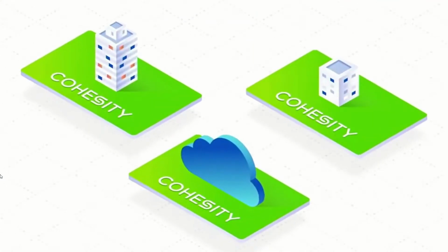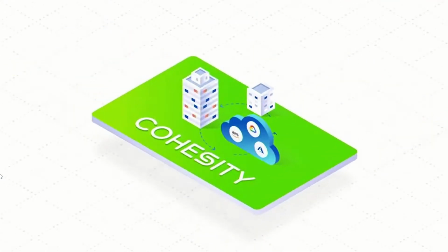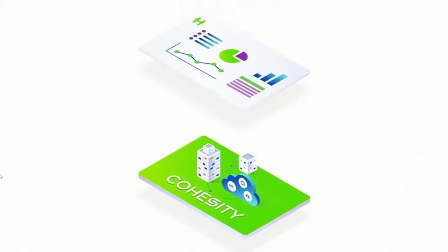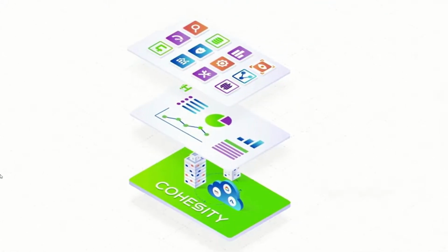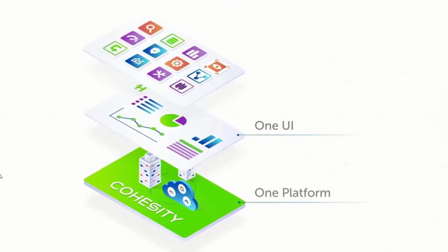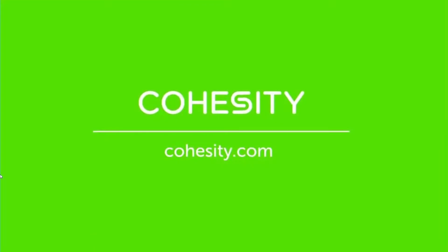Unlike legacy architecture, Cohesity has been designed from the ground up to span from data center to edge to cloud. It consolidates infrastructure silos and fragmented data in one web-scale platform. With one platform, one UI, and the ability to run apps, Cohesity is redefining data management.